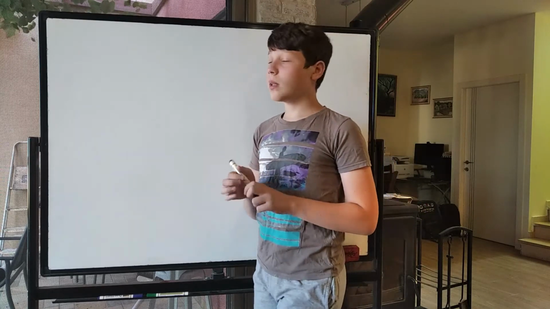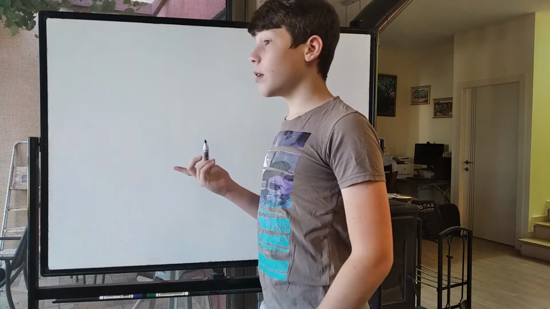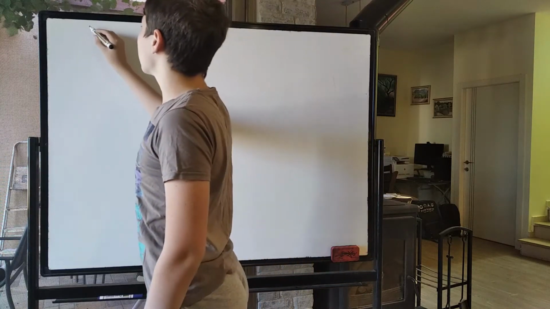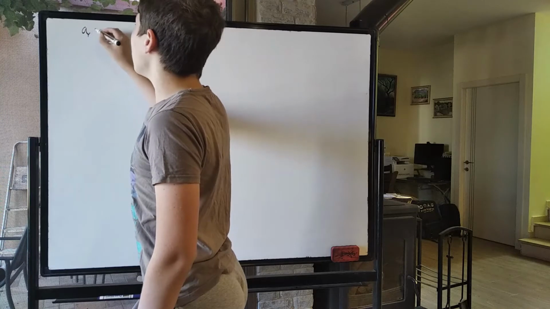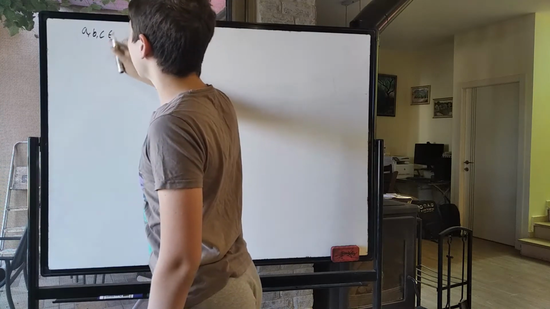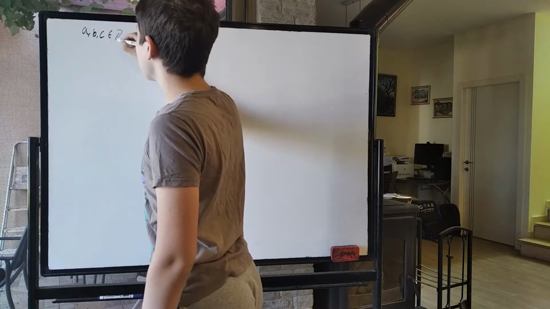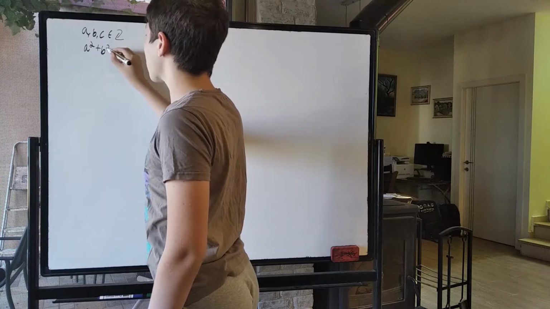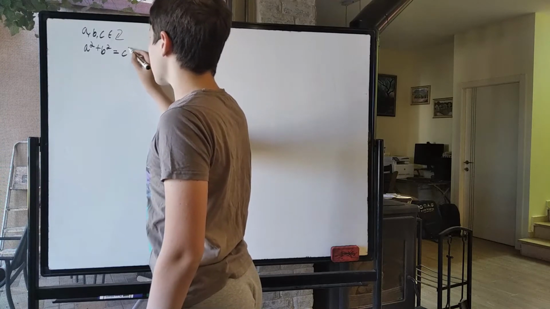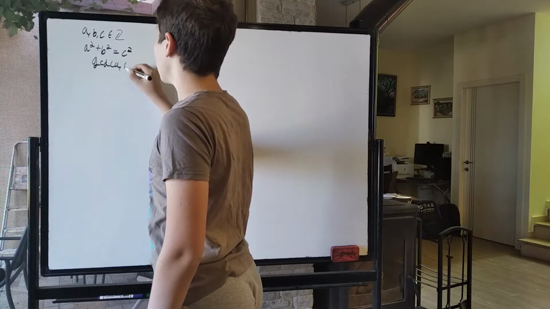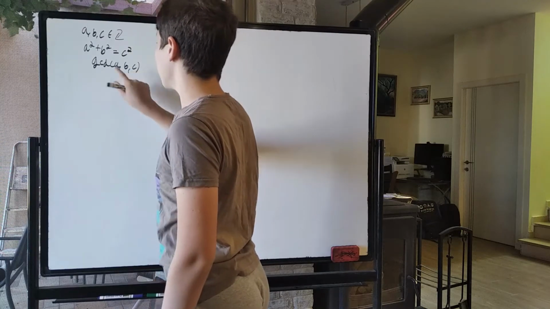Okay, now let's look at a primitive Pythagorean triple. So we know A, B, and C are from Z, A squared plus B squared equals C squared, and their GCD is 1.